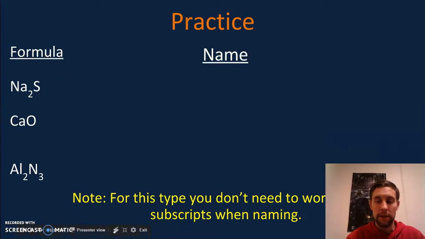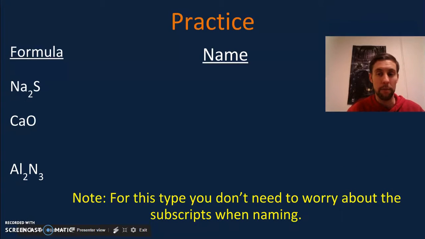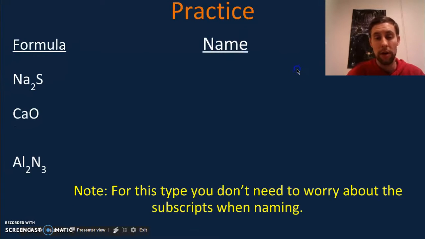Okay, so let's practice some of these. Now note there are some subscripts here. There's a 2 in Na2S, and the 2 and 3 in Al2N3. We're not going to worry about those yet. They'll come into play later, but they're not important at the moment. So Na2S. First thing is our cation. That's just the metal, Na, which is sodium. So we'll put down sodium. Our non-metal, our anion, is sulfur. So it would be sodium sulfur, but it's an anion, and all the anions change the ending of their name. So we go from sulfur to sulfide, for a total name of sodium sulfide.